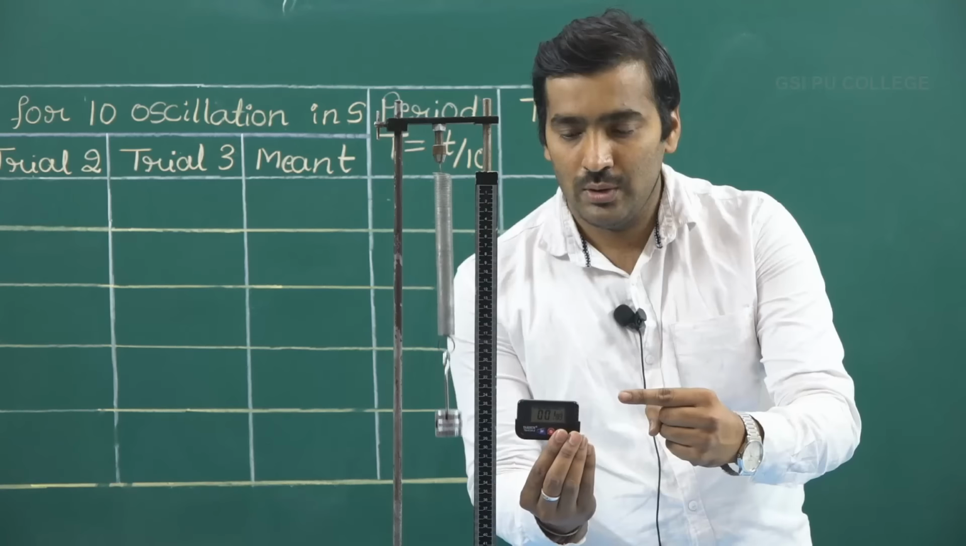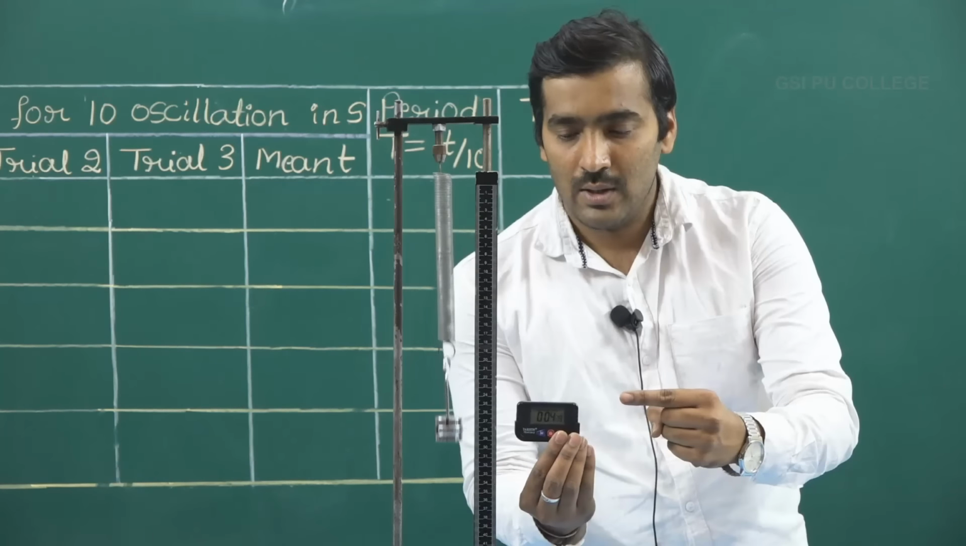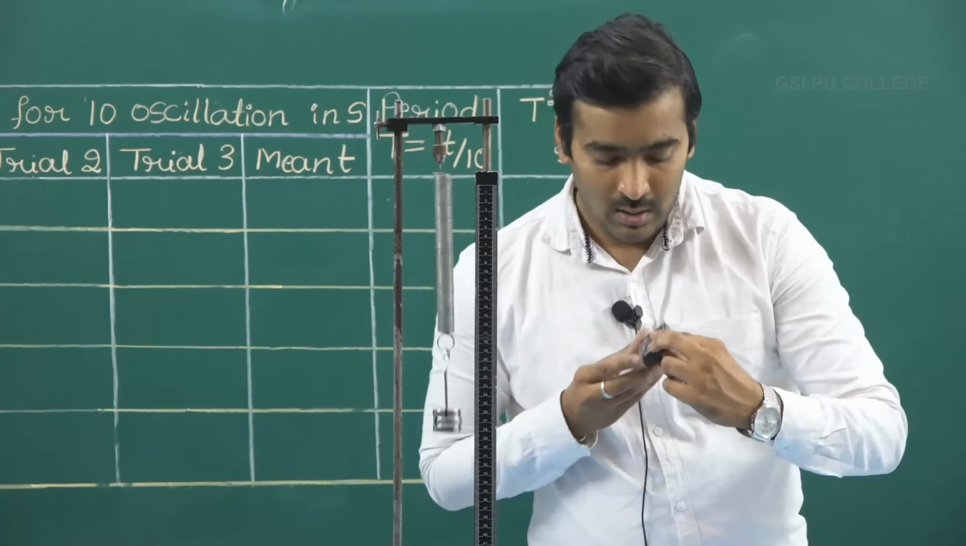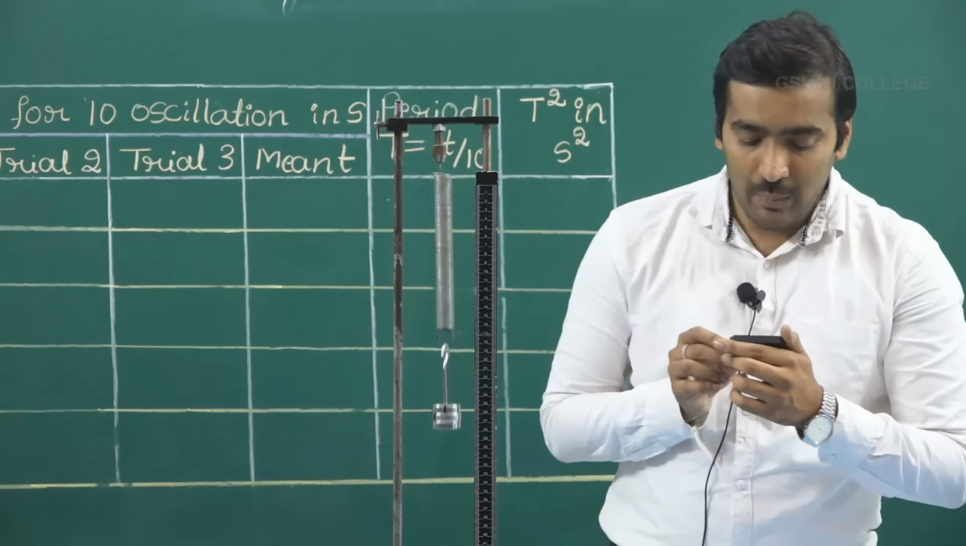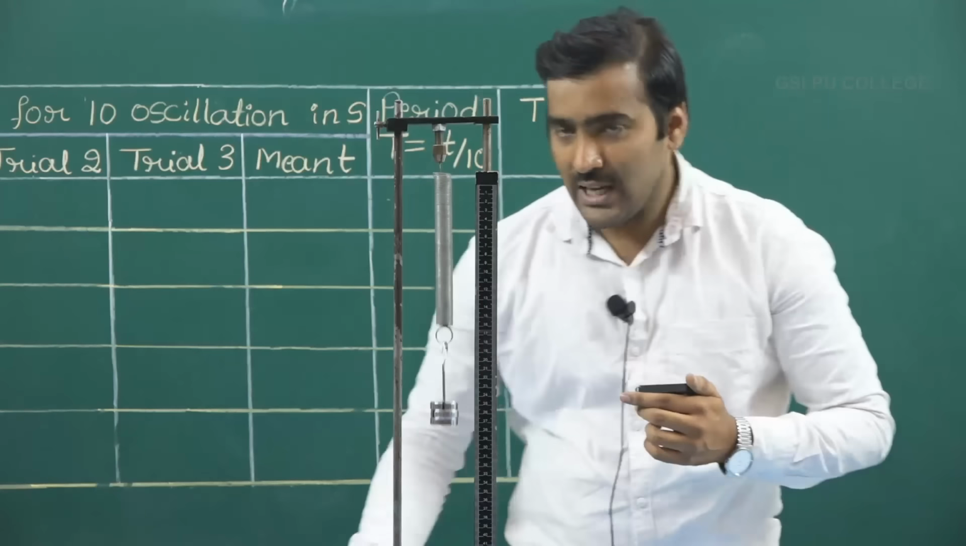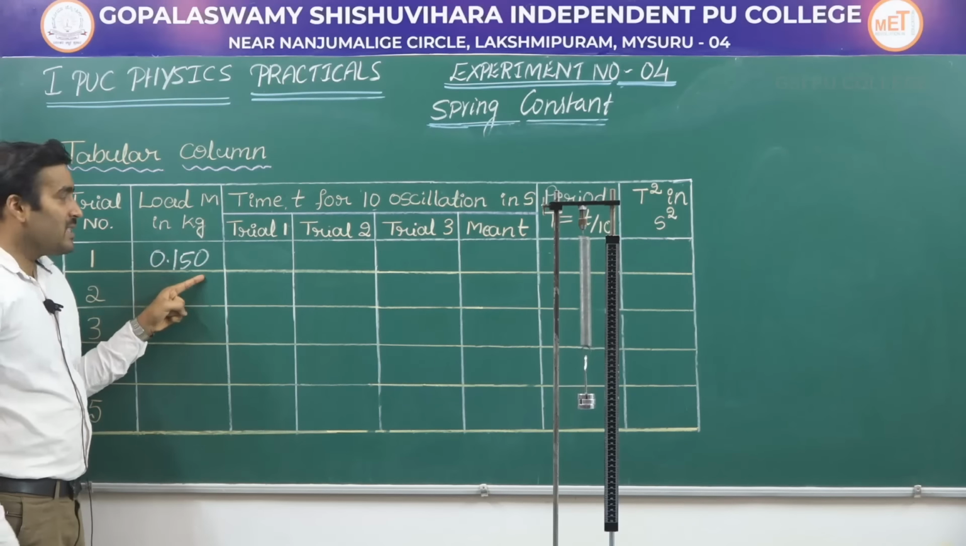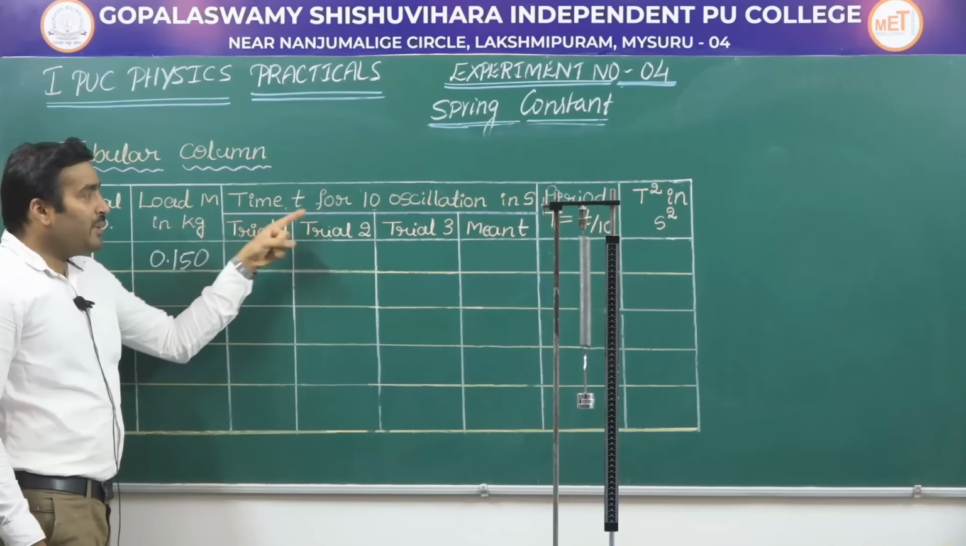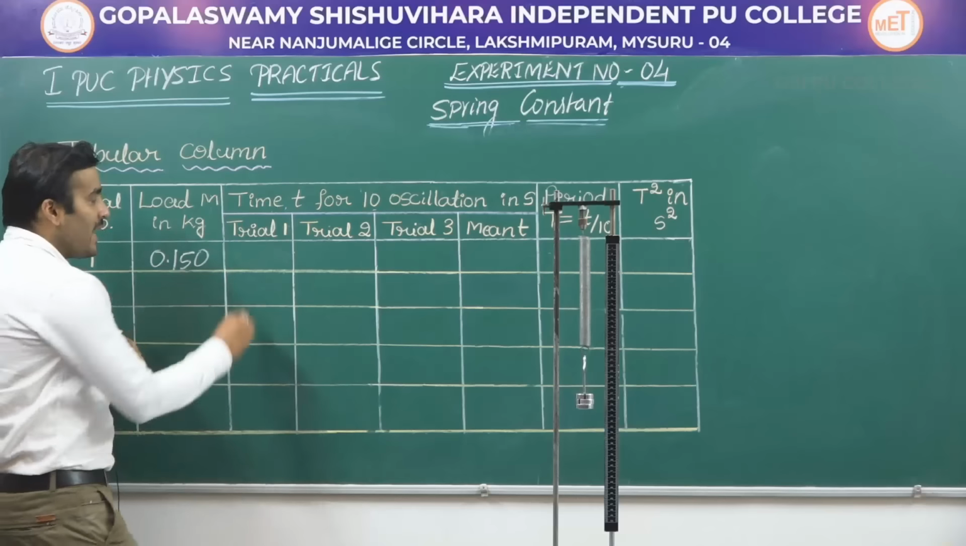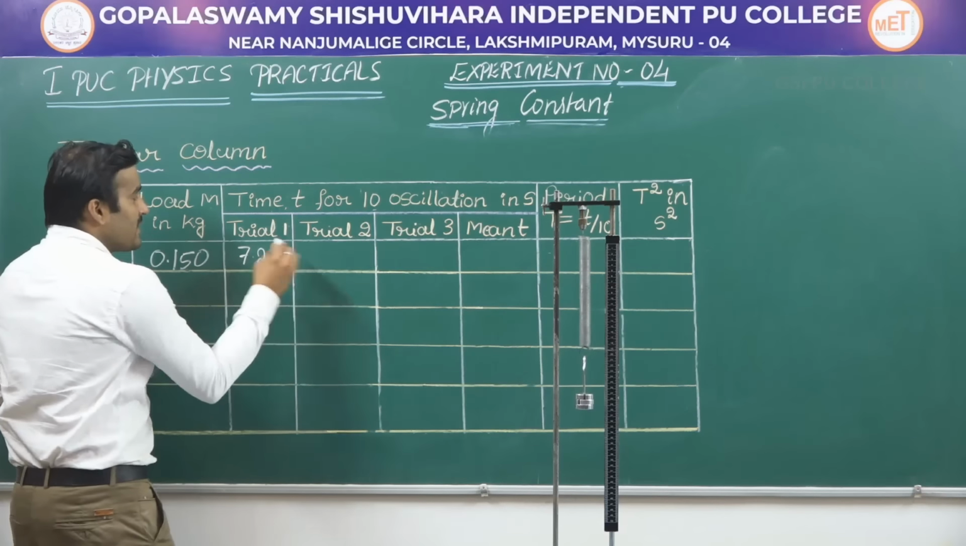Yes, the time taken will be 7.25 seconds. Let's tabulate this. For the load of 0.150 kg, the time taken for 10 oscillations in the first trial is 7.25 seconds.